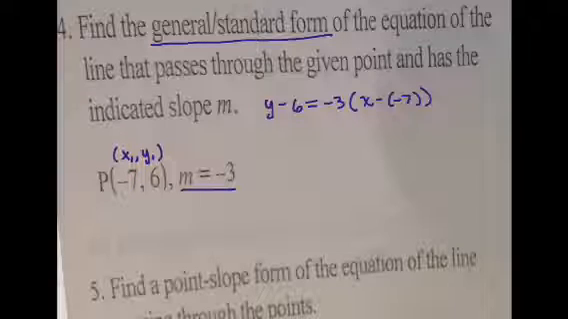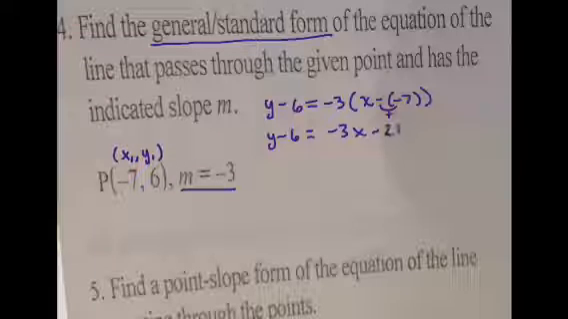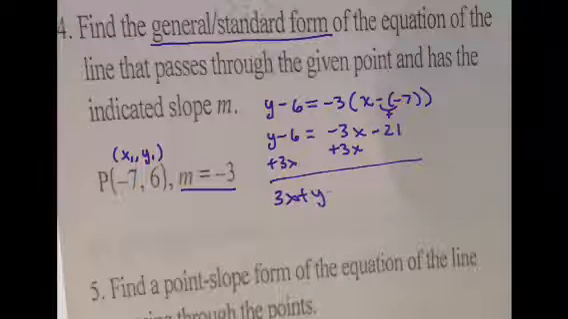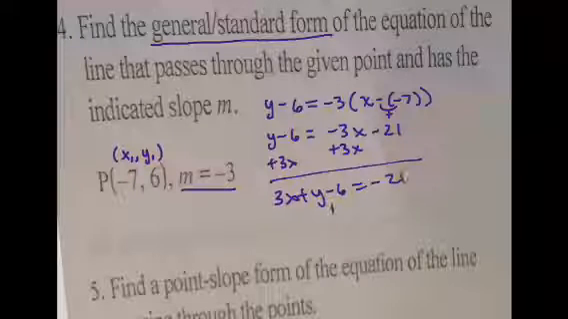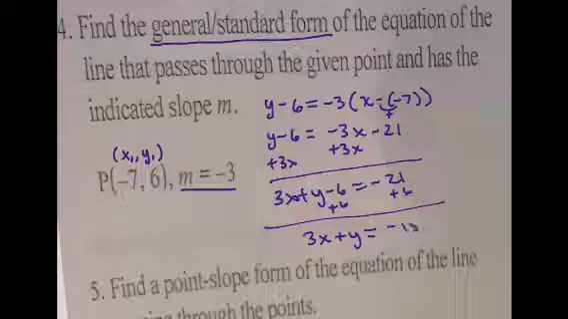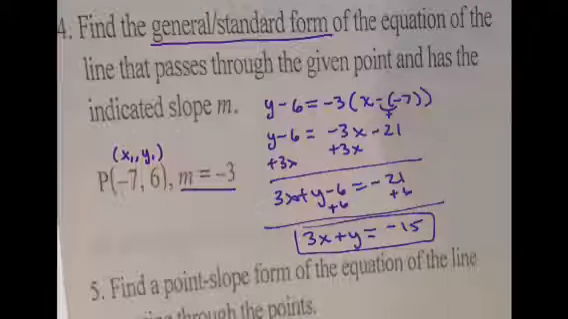And then from there you subtract 6 equals negative 3x. This is actually plus 7, so when you multiply by negative 3, it becomes negative 21. And so then you just move the x to the left and the 6 to the right, so I'm going to add 3x to both sides. And then that gives you 3x plus y minus 6 equals negative 21. You add 6 to both sides, and the equation is 3x plus y equals negative 15. And that would be the equation in general form.